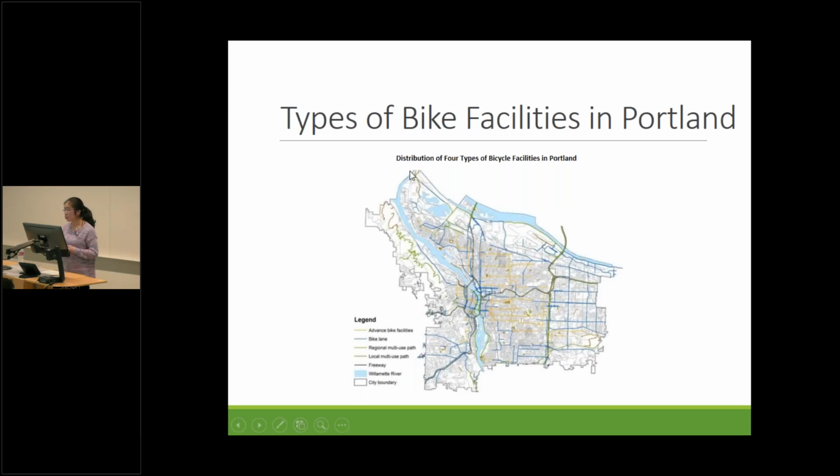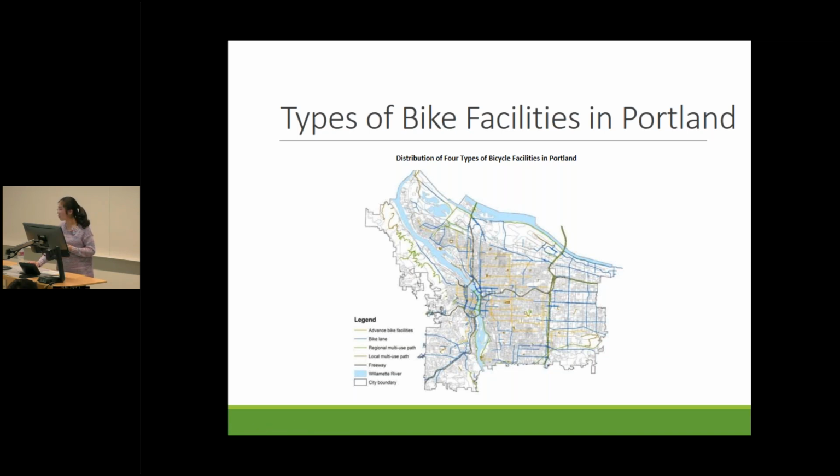So here is the distribution of our four types of bike facility. The yellow lanes are the advanced bike facility, which concentrate mostly in the city center and inner east. And the blue lines are bike lanes. We can see they are more spread all across the city. And the regional multi-use paths are these green lines. They are very sparsely distributed and have long distances, bringing the bicyclists from one destination to another. And the last is the local multi-use paths, which are mostly located in the parks and have some very limited space in the parks.